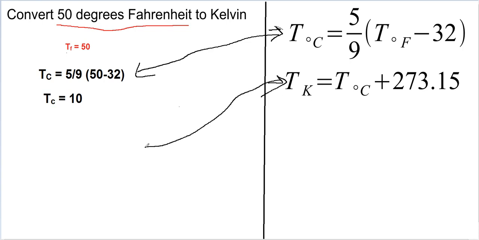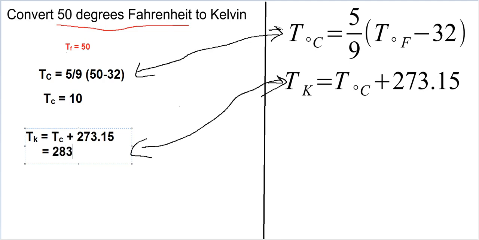So what we're going to do is use our second relationship to convert this to Kelvin. Whenever you're dealing with the temperature in Kelvin, the easiest way to do so is simply to take your temperature in Celsius and add 273.15 to it. Putting this together, you'll get your final temperature of 283.15 Kelvin. And then you're finished.